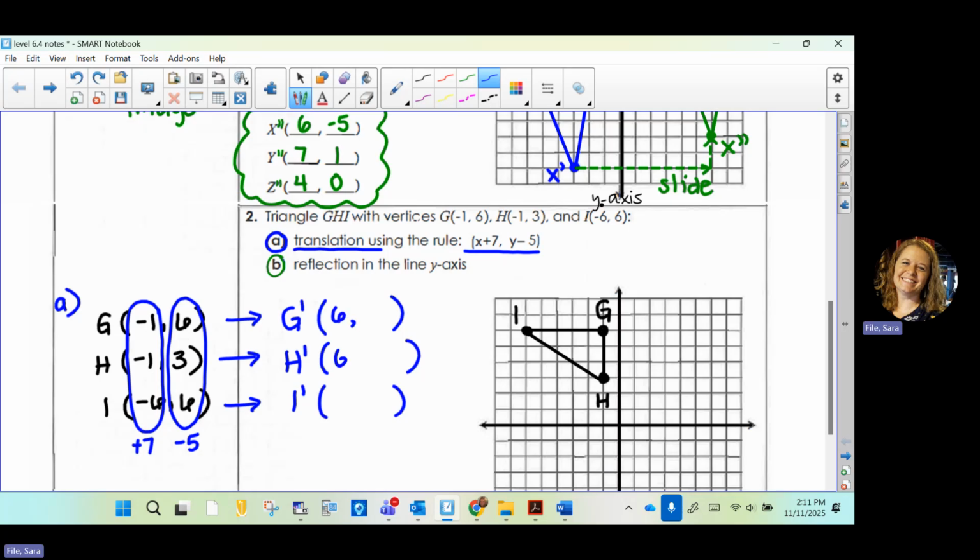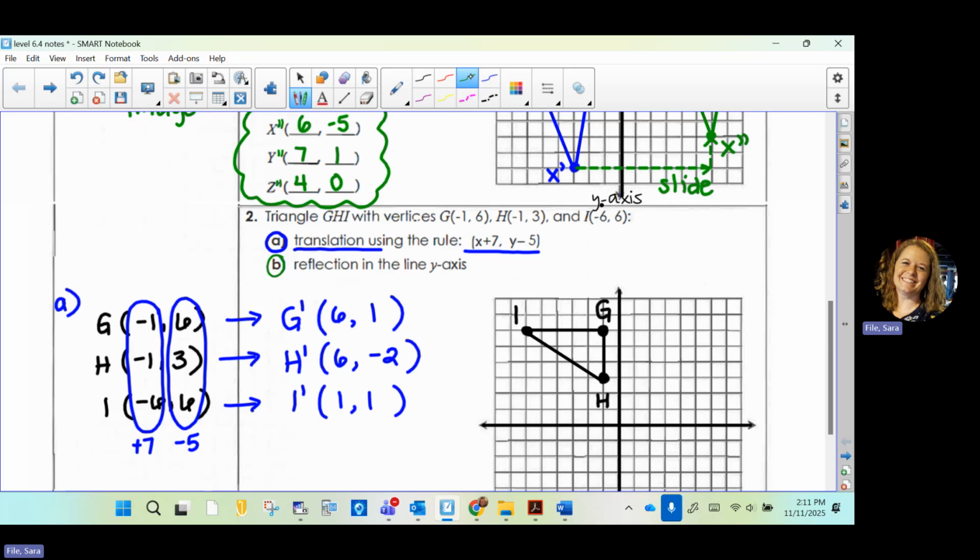And that's -1 plus 7 again. -6 plus 7 is +1. Now the y's, I'm subtracting 5. So 6 minus 5 is 1. 3 minus 5 is -2. And 6 minus 5 is 1. So these are the locations of G prime, H prime, I prime after just the translation.